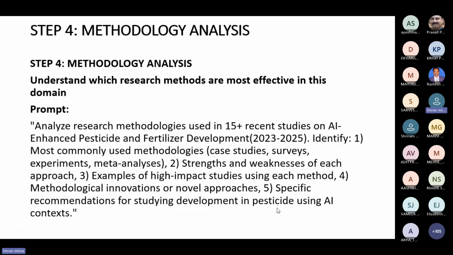Next, understanding what research methods are most effective in this domain. You can analyze the research methodologies used in 15 plus recent studies on AI enhanced pesticide and fertilizer development. Identify the most commonly used methodology, whether case studies, surveys, experiments, or meta-analysis. Identify the strengths and weaknesses of each approach, and examples of high impact studies using each method.